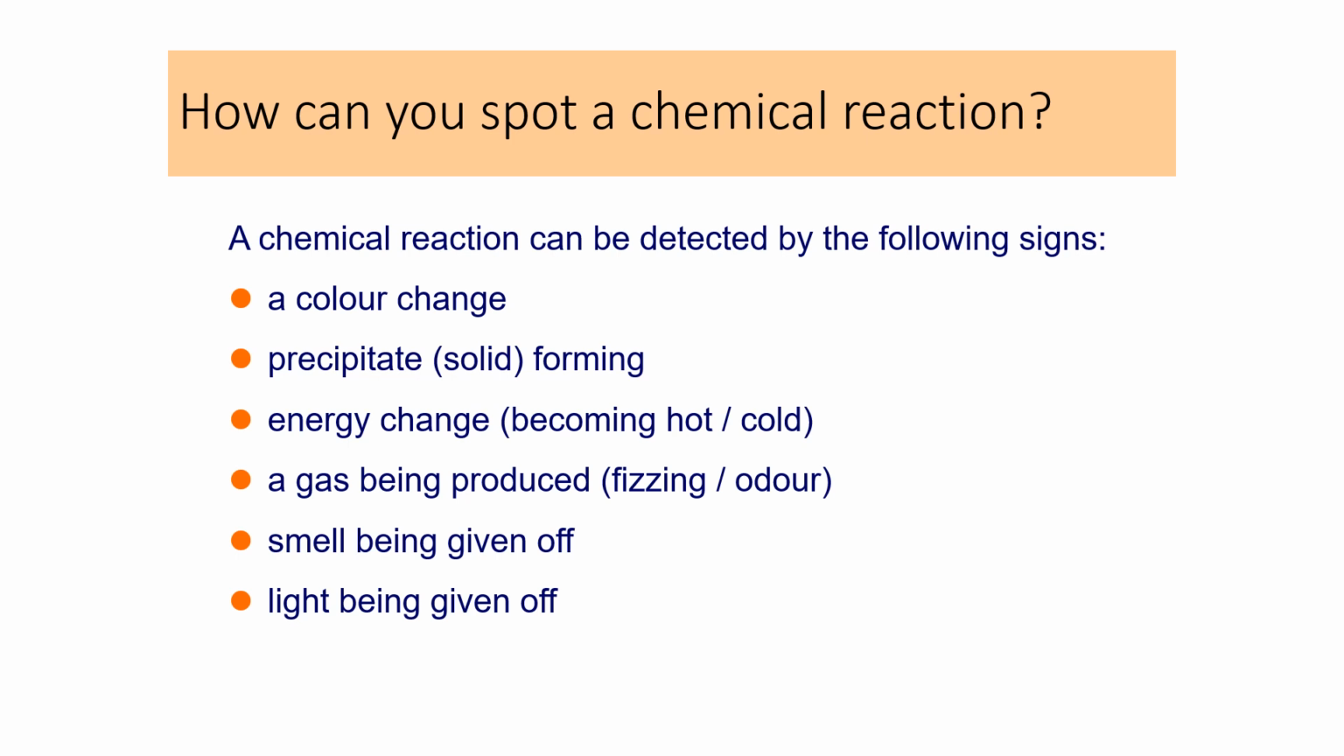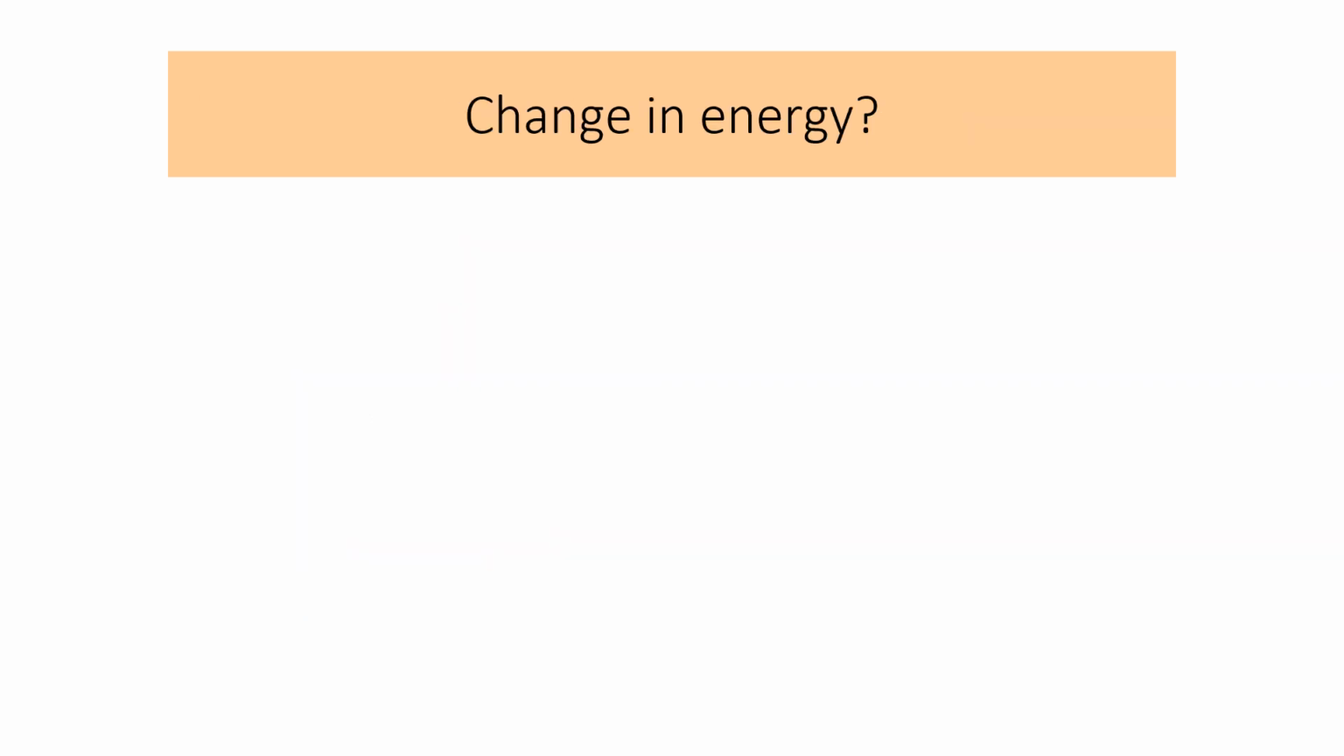If we notice an energy change, the reaction getting hotter or colder, that's a sign of a chemical reaction, and we have two words you need to know to describe those. A gas being produced, and you would identify that through fizzing, and odour, which is a smell being given off, and in some situations you might also see light being produced.